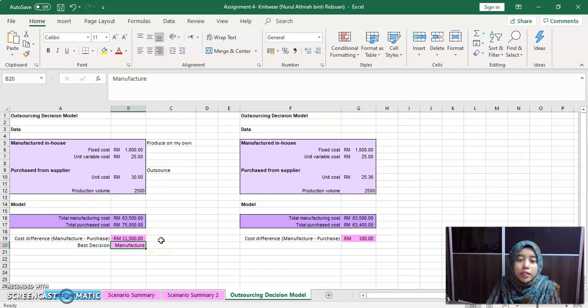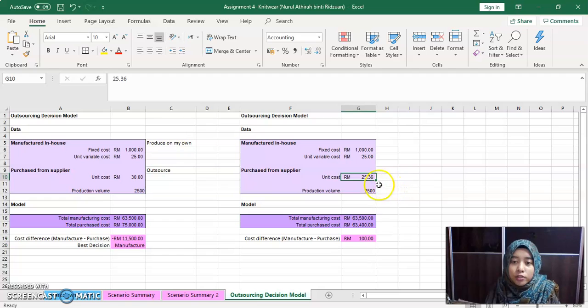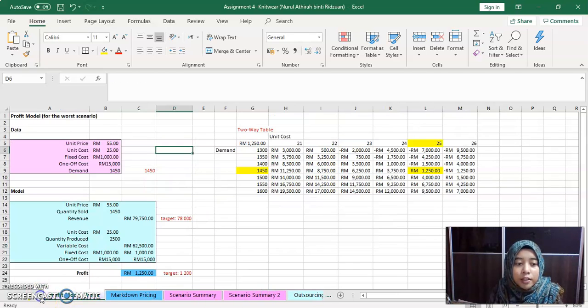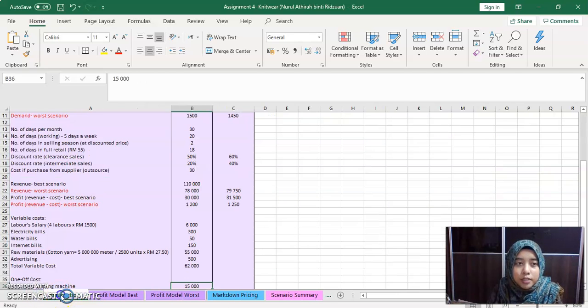However, let's go to check. How about if I choose to purchase from supplier? If I choose to purchase from supplier, I need to change my unit cost from 30 ringgit to 25 ringgit 36 cents. However, I stick with my decision that the best decision is to manufacture, because as you can see, the price difference between these two is 36 cents. Okay, now let's go to my assumption.